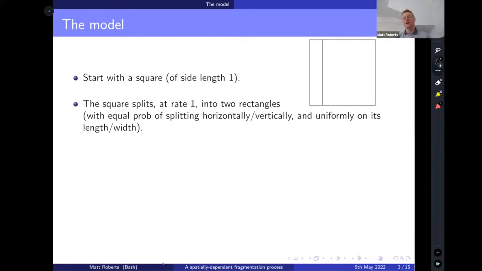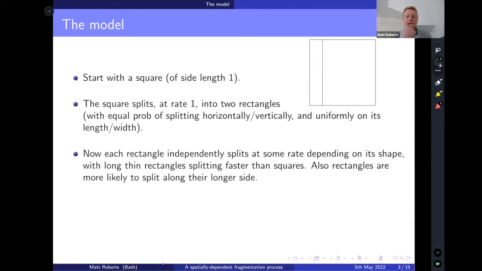But now we've got two rectangles, and each of these, given their current shape, their current dimensions, they behave independently. But they split at different rates. So the long, thin one here is going to split faster than the one that's almost square. So the splitting rates depend on the shape, and also rectangles are more likely to split along their longer side. So it carries on. There we have it, right? This longer, thinner rectangle was more likely to split first, and indeed that's what happened. And then the system just carries on evolving like this.